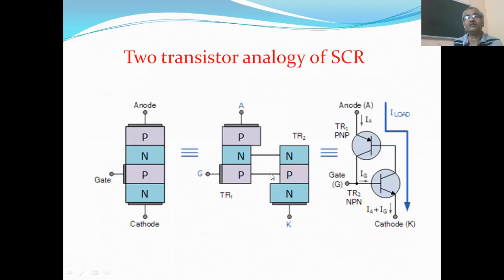This is the two transistor analogy that we have seen in the first slide. The two transistors are connected back to back, and the current flows from anode to cathode. This device can be turned on or off by applying a small gate pulse. We will see it in the working of the device.